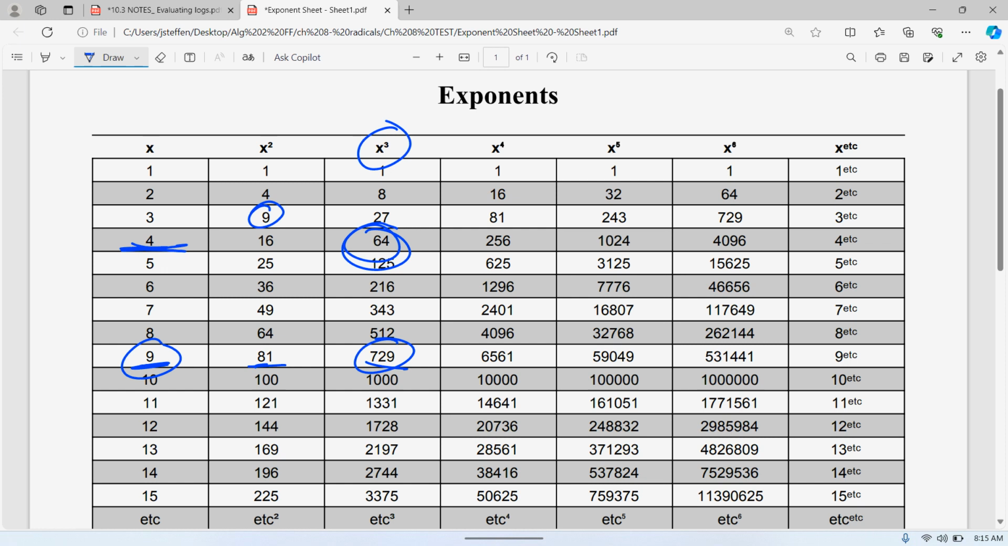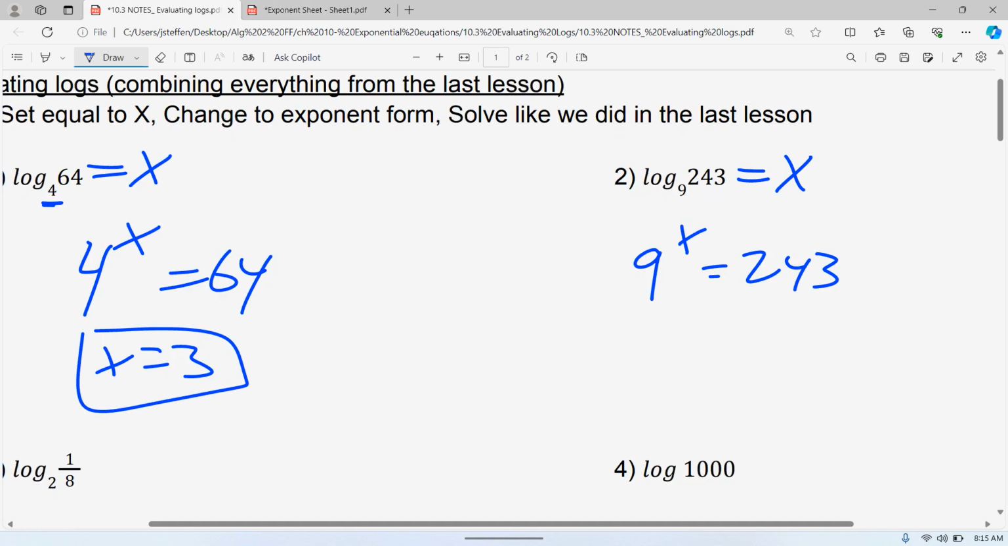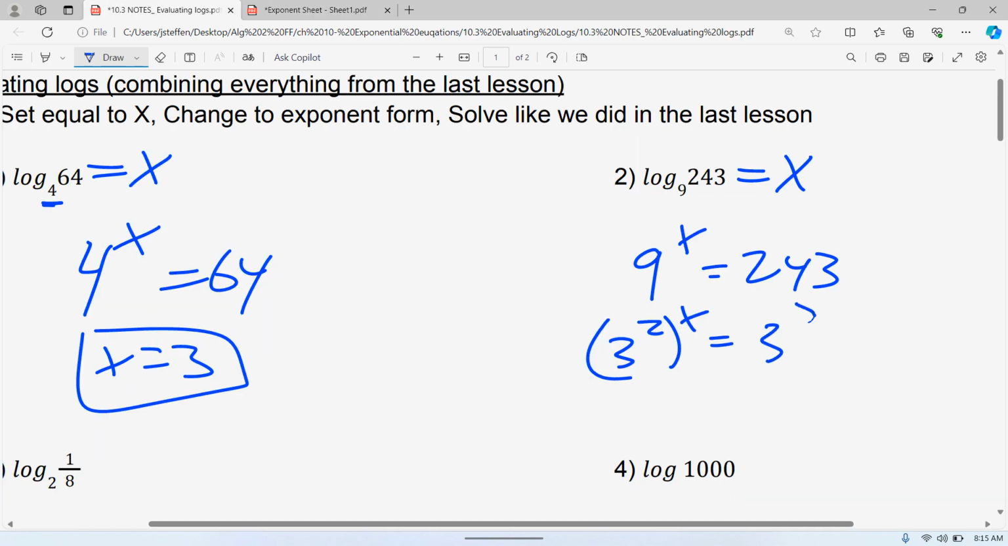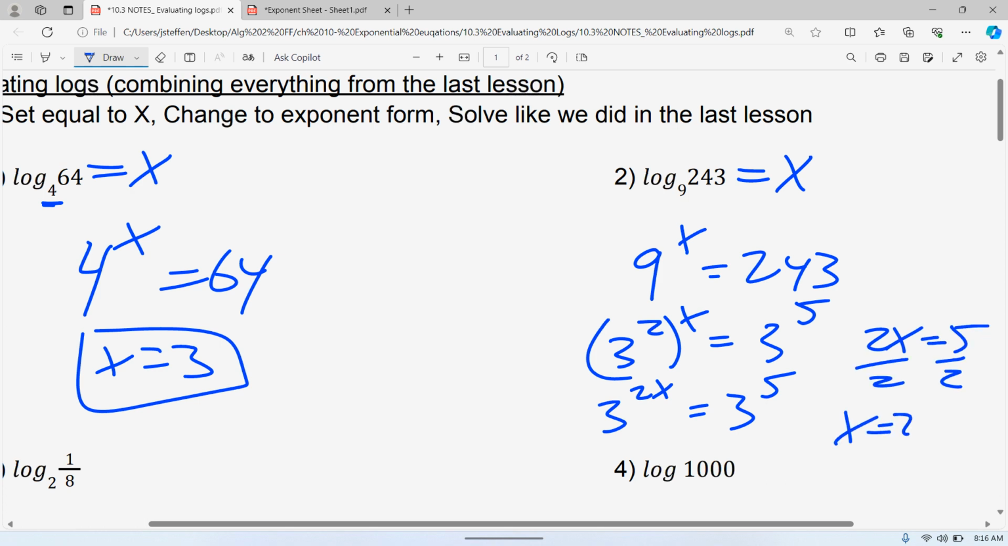So can I use 3 to get 243? Yeah, that's over here. 243 is on that list. That's 3 to the 5th. I can change 9 to 3 squared. I can change 243, we just said, was 3 to the 5th. So multiply your exponents. That's 2x is equal to 5, when you set your exponents equal to each other. 2x is equal to 5. x is equal to 2.5.